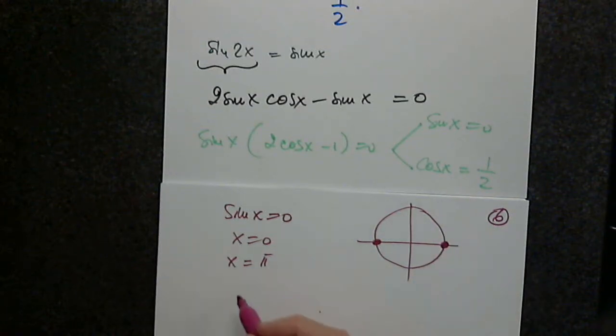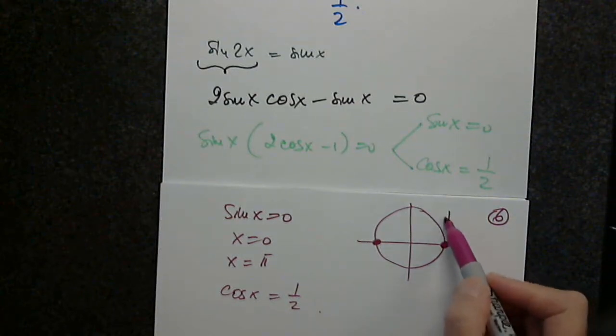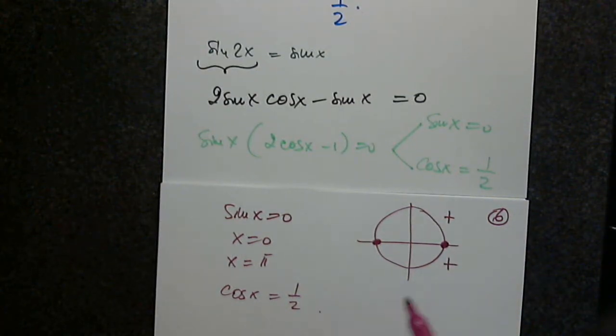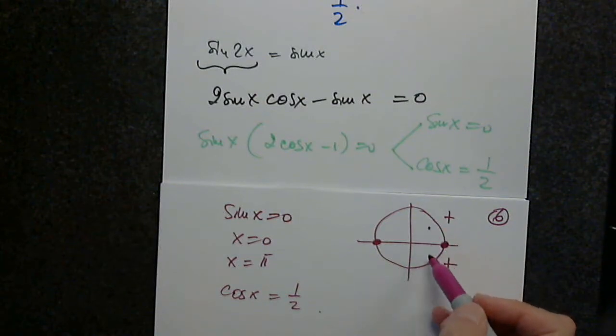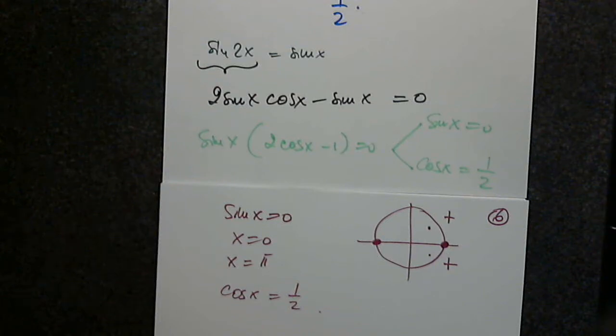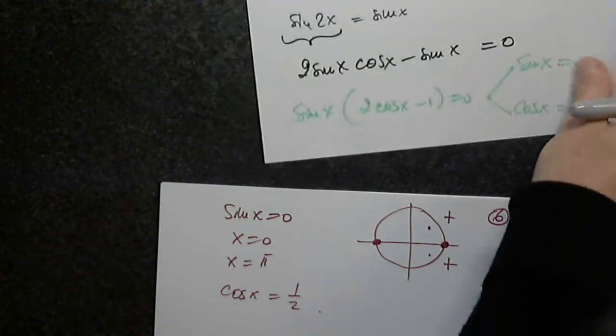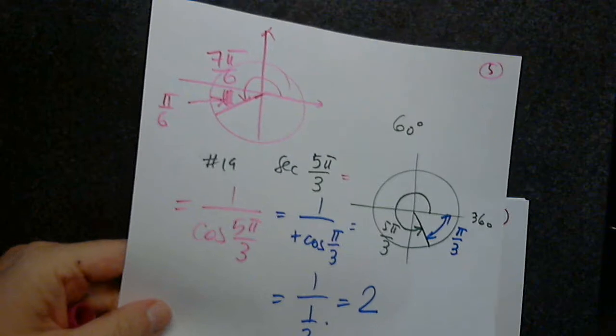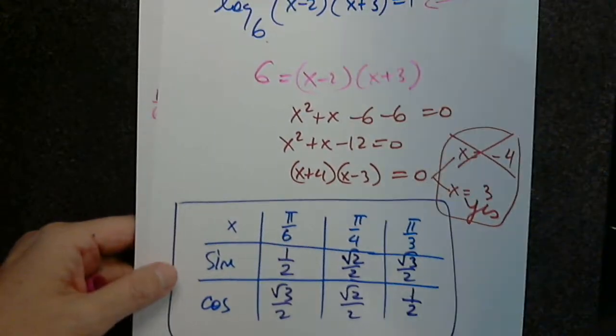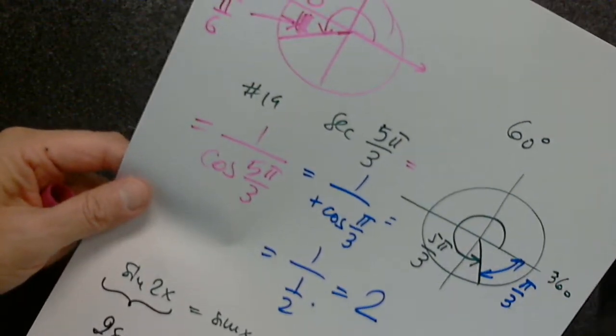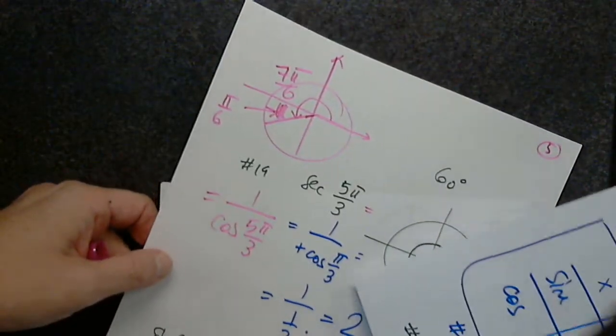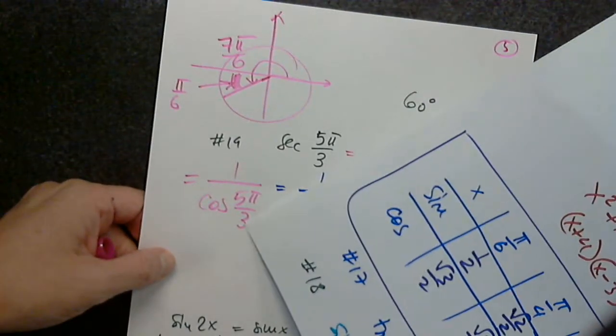Now we also need to solve cosine x equals 1/2. And cosine is positive here and here. So we will find an angle in the first quadrant and an angle in the fourth quadrant. We already found the angle in the fourth quadrant. Oh, it wasn't for cosine. Sorry. Yeah, it was for cosine. 5 pi over 3. Cosine pi over 3, 1/2.